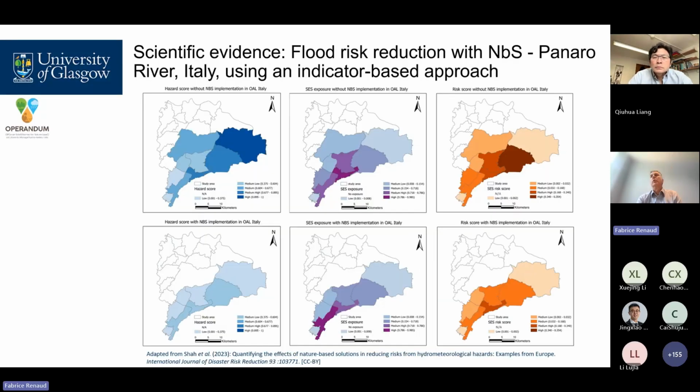And here, this is not a coastal example. This is from the Panaro River in Italy. And here we wanted to look at the risk of flooding in 22 municipalities that were along the Panaro River, which is in Emilia-Romagna in Italy. And the Panaro is a tributary of the Po River, which of course then ends up forming a delta. The Panaro River is actually to the south of the figures that you can see here.